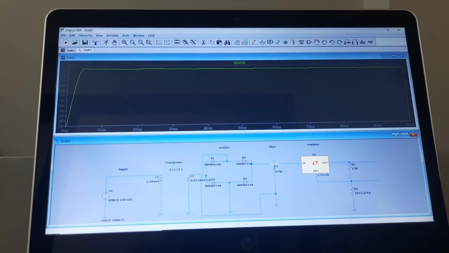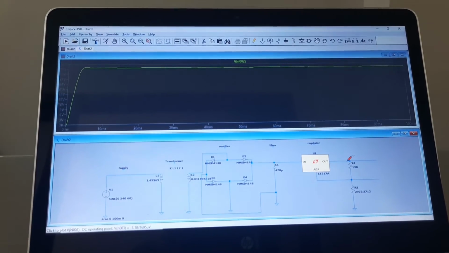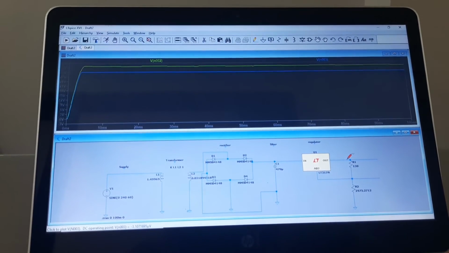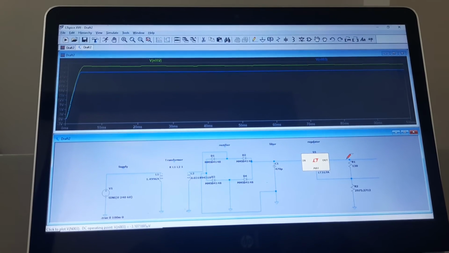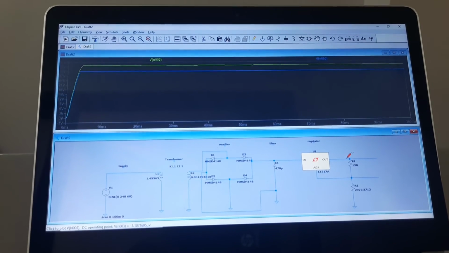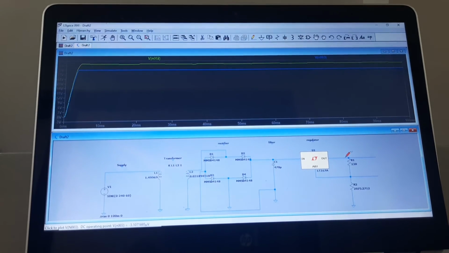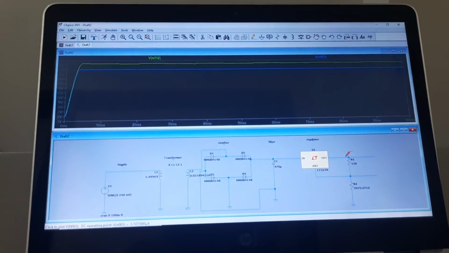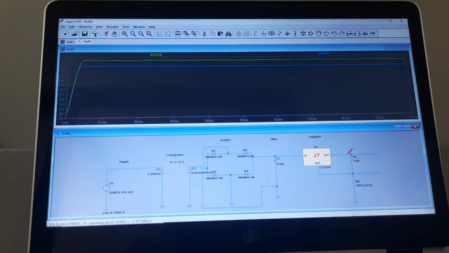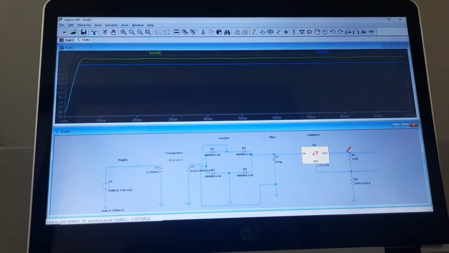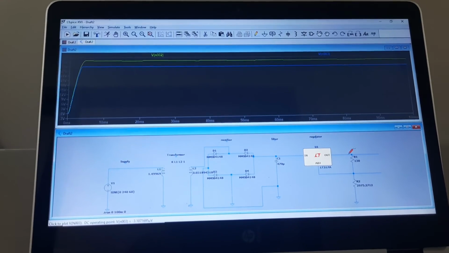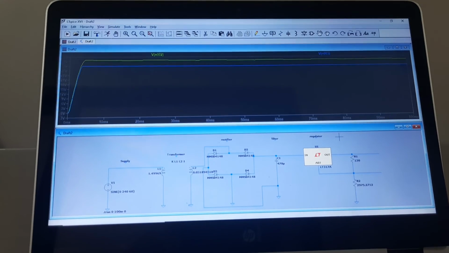For the next component, we have the regulator. Regulators are used to automatically maintain the voltage level at a certain value. As required, the output must maintain 30 volts.